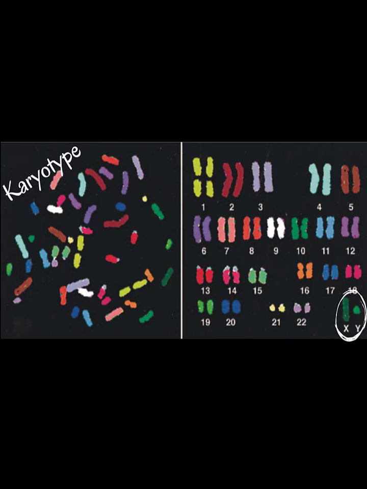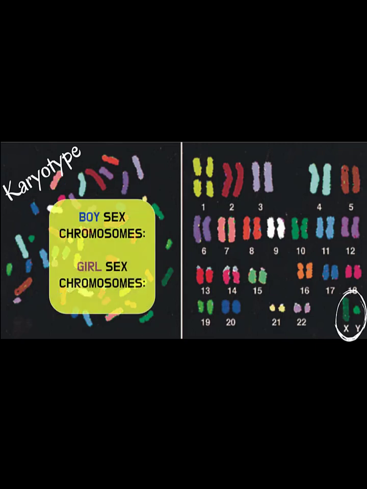The last pair, either XX or XY, is the sex chromosome pair. In boys, that pair is always an XY. In girls, that pair is XX.